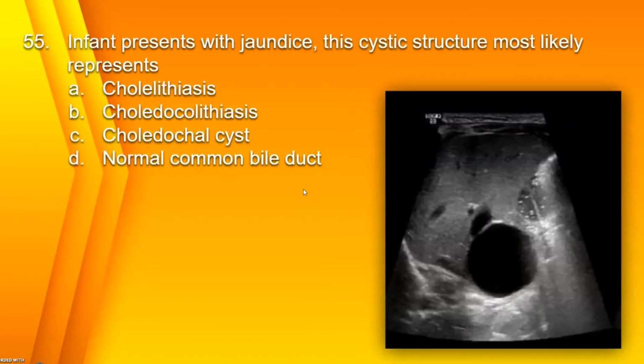Number 55. An infant presents with jaundice. This cystic structure most likely represents A. Cholelithiasis. B. Choledocholithiasis. C. Choledochal cyst. Or D. Normal common bile duct. The answer is C. Choledochal cyst.